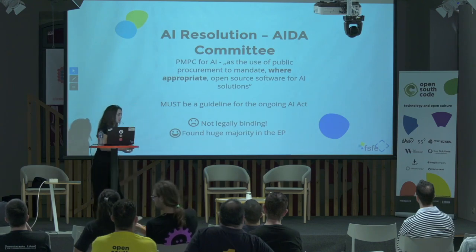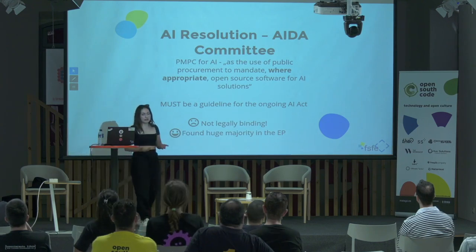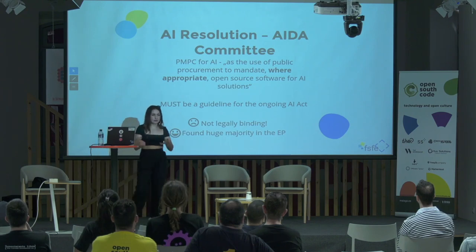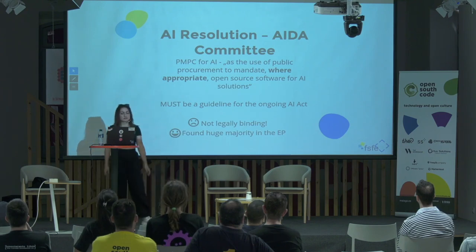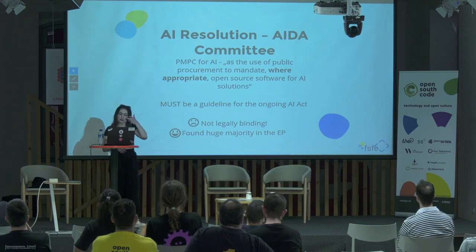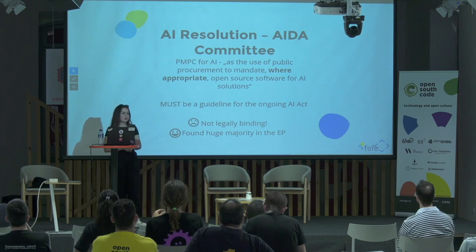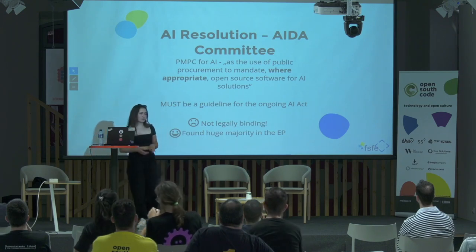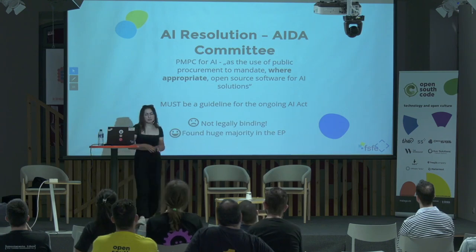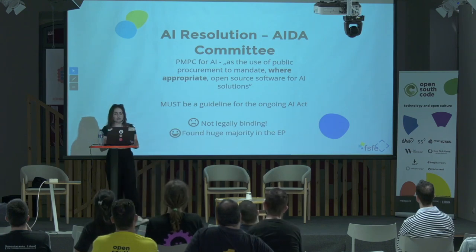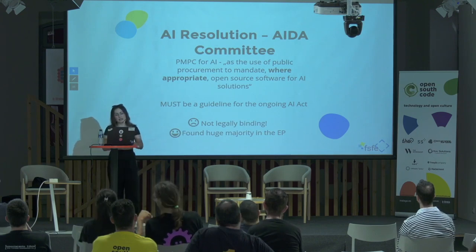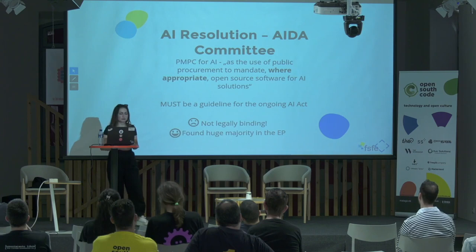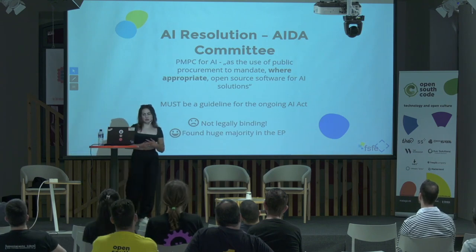And then we stepped in because, since it was going to be a guideline, we thought, let's start from there and then try to transfer this into the AI Act. And within this, we managed from the European Parliament to bring something on public money, public code related to AI. So there is something that, where appropriate, open source software can be procured when it comes to AI solutions.